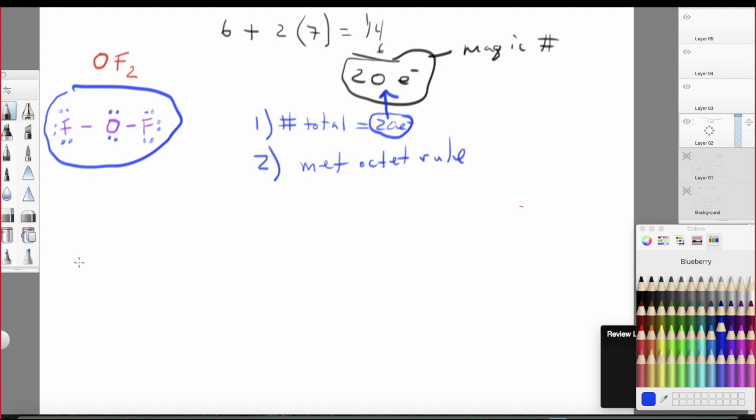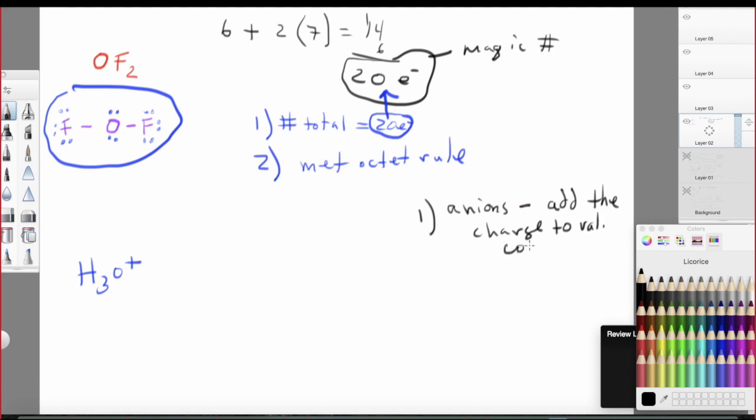All right, now let's see what we got on this list. We'll go to a charged molecule, so H3O plus. Again, nothing changes with this, but you need to remember for the charged molecules that for the anions, you're going to add the charge to valence count. And for the cations, you will subtract valence count.